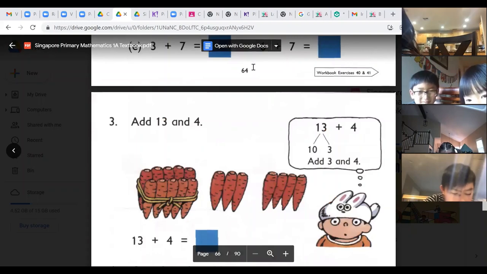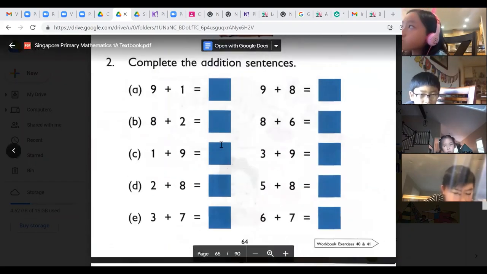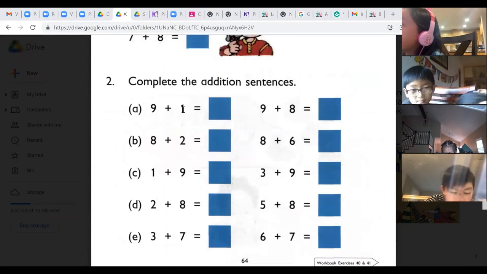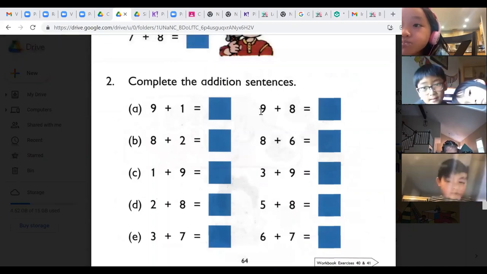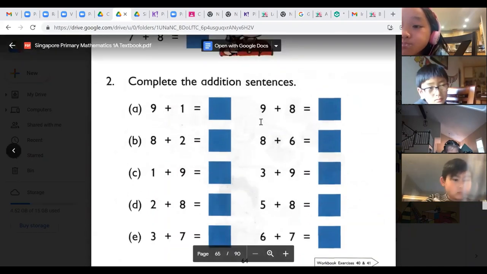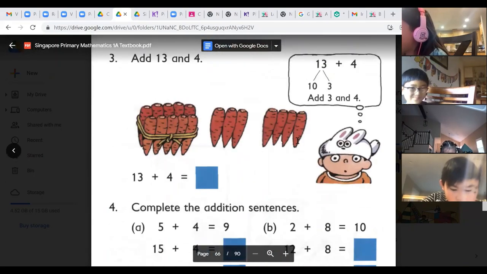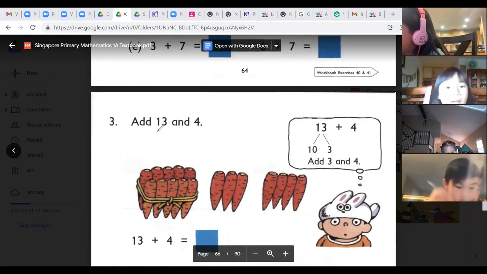Okay. Now, I think we're gonna try adding numbers that are more than 10. Okay, so before we're still adding numbers that are below 10, right? The highest we have is 9. We never have numbers that are greater than 10 being added, and now we do. So it's the same thing. We can still break it into tens.